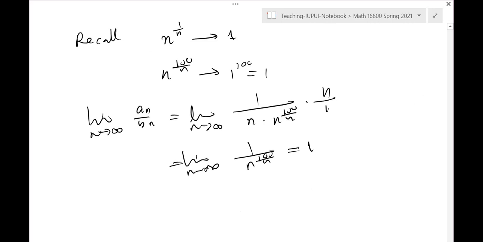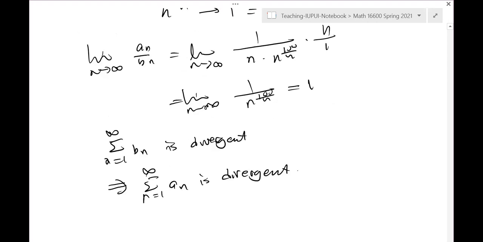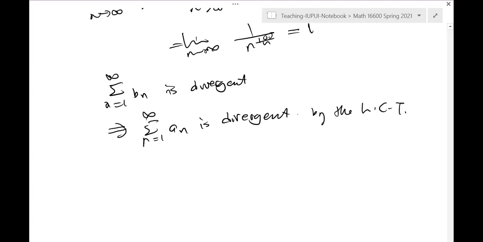But however, this series is divergent. This series is divergent because by the P-series test, P is going to be 1, right? So it implies this series is divergent by the limit comparison test. You have to find the right one to compare with.